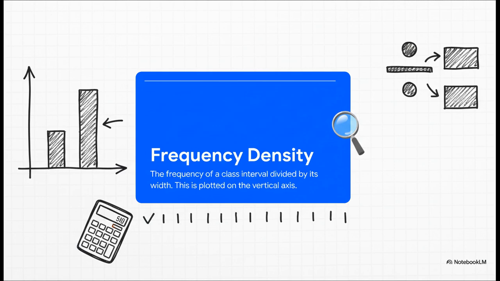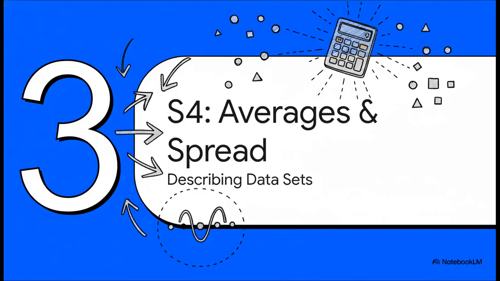Frequency density is just the frequency divided by the class width. That's it. So for that middle group, you do 30 divided by 15, which gives you a frequency density of 2. For the last one, it's 15 divided by 5, which is 3. See? Simple. That number is what you plot on the vertical y-axis. Okay, on to S4. Now that we can actually draw the data, it's time to analyze it.